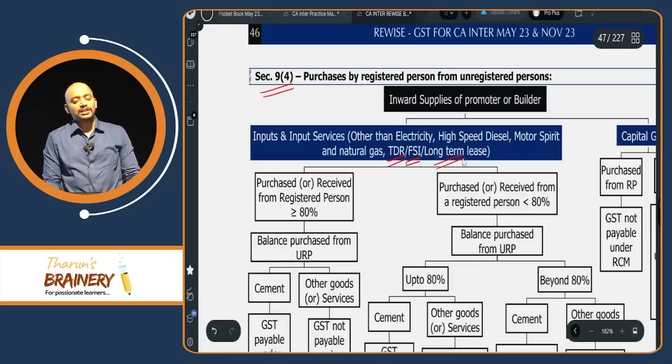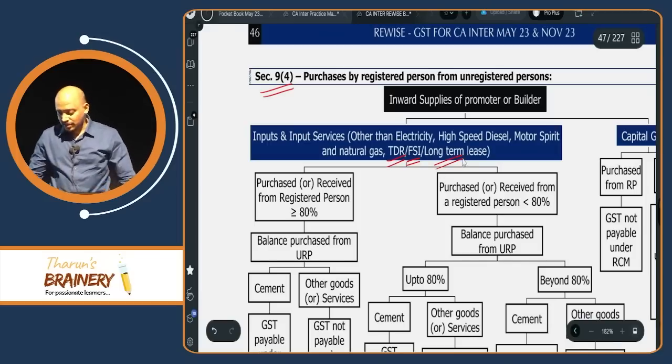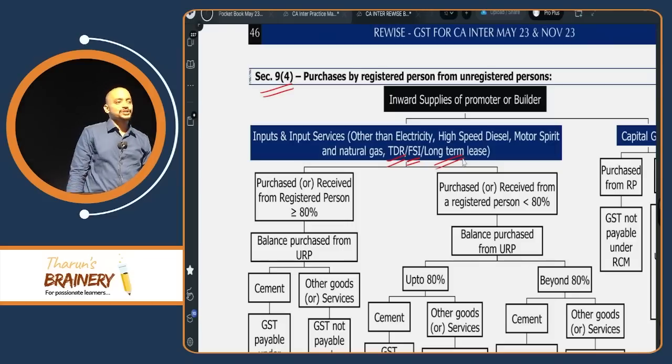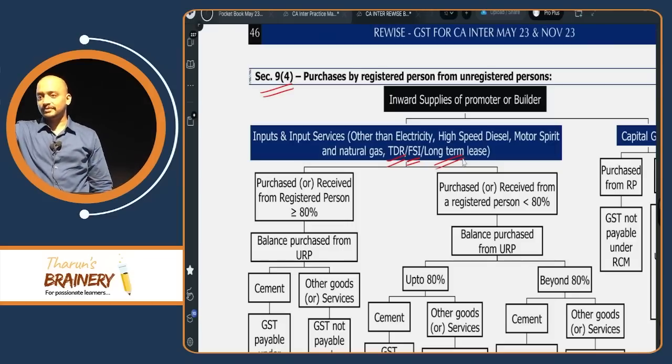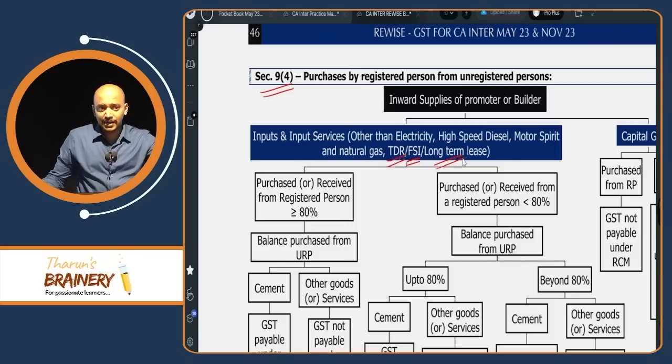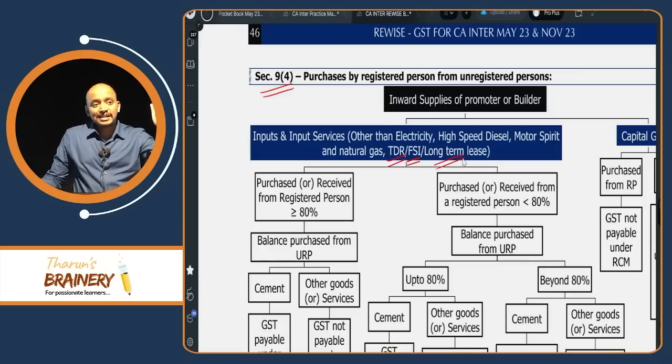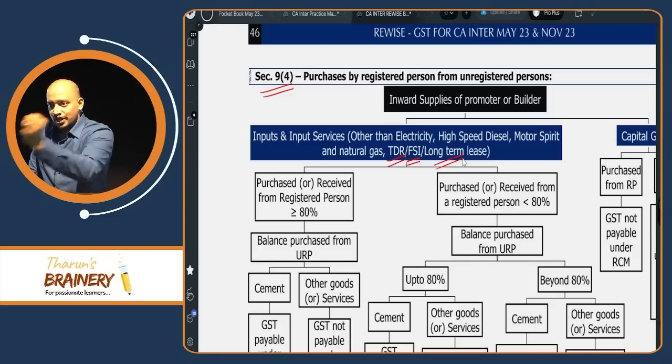Same is the case with long-term lease. Now, what are all to be excluded while computing these inputs and input services? Total 5: electricity, petrol, diesel, natural gas, TDR, FSI and long-term lease. These 5 we need to exclude.